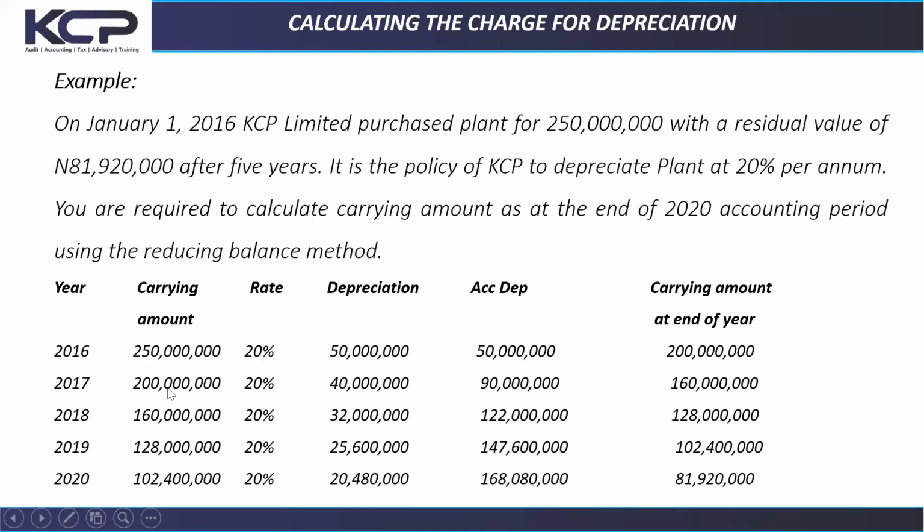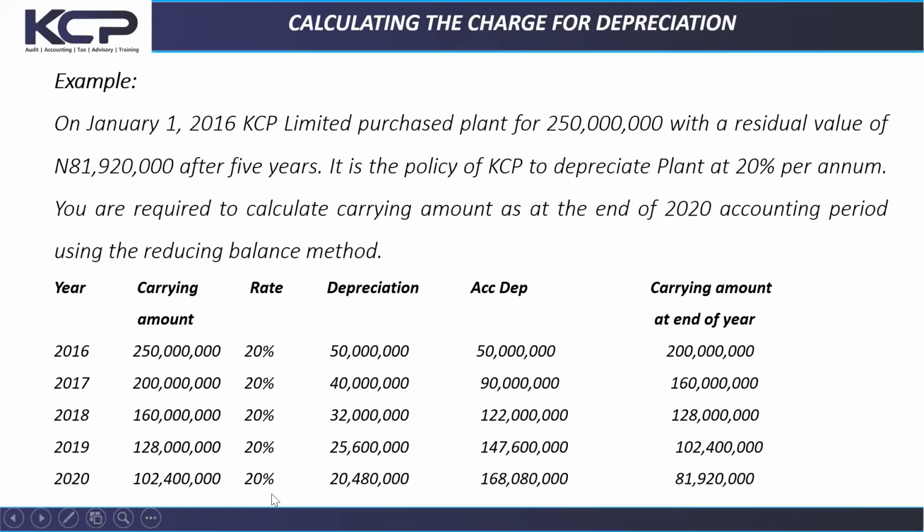The carrying value is 200, apply 20% on it to give you 40, accumulated 90, and carried amount is 160. Bring this down again, apply 20%, depreciable sum is 232 million. We have accumulated is 122, 128 carrying. Bring it forward again, apply the 20%, you have the 25.6, total to date is 147.6, then you have 102.4.